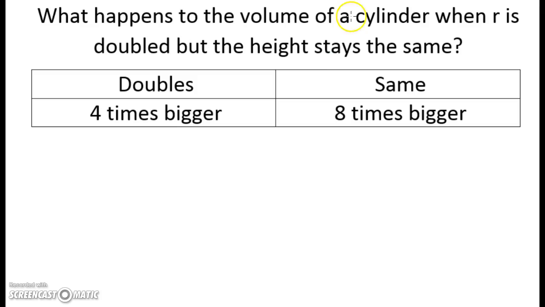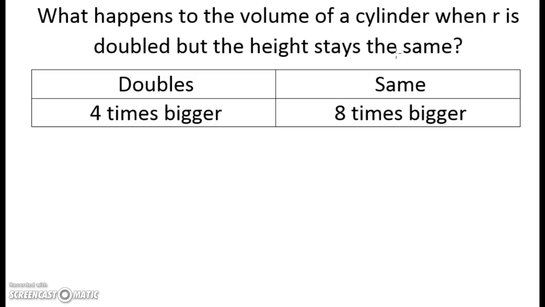A lot of people try to put something like this on the 1D, 2D, 3D chart. But you can't, because these two cylinders, the big one and the small one, aren't going to be similar because the dimensions aren't all changing the same. So I think the easiest way to do this one is to actually think of a cylinder.